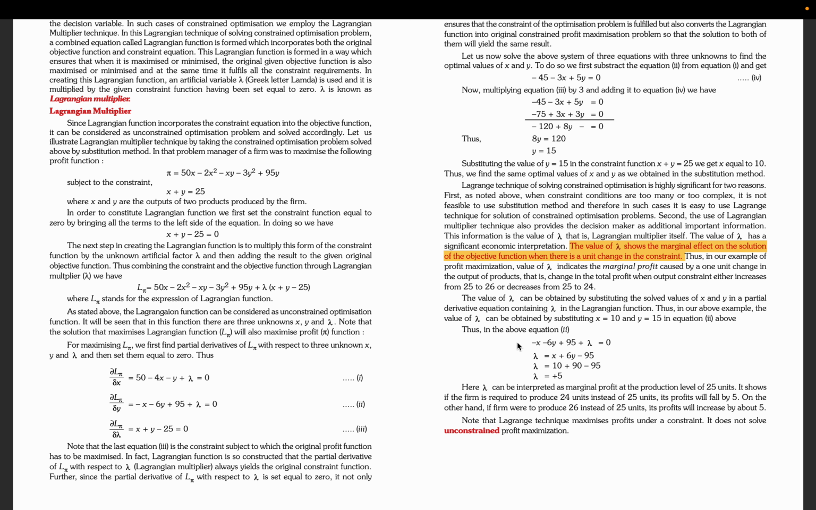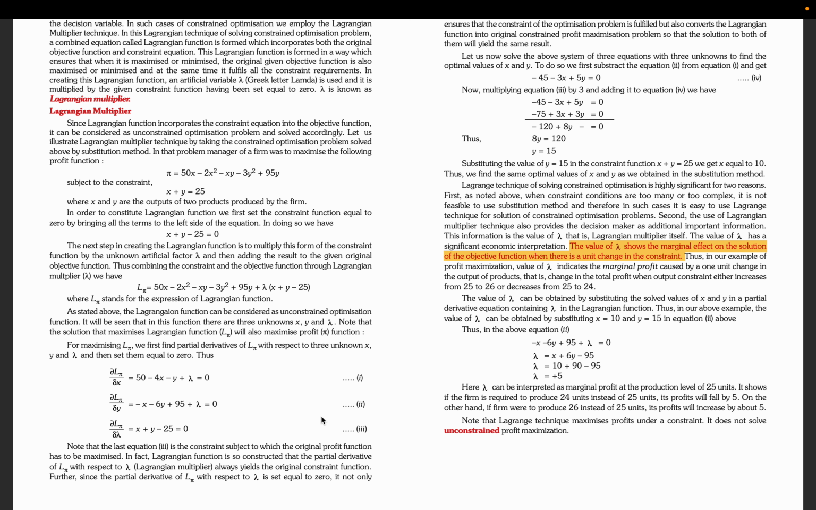What is the level? We'll see what the level is. The value of lambda can be obtained by substituting the solved values of x and y in any of these equations, actually. Okay, so we're using the second one here. Thus, in our above example, the value of lambda can be obtained by substituting x equals 10, y equals 15 in the second equation. You can use the first one as well, of course, to get plus 5.